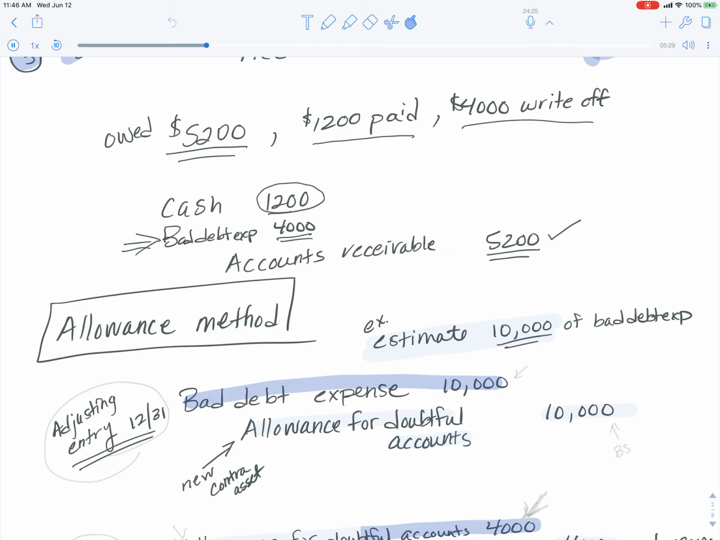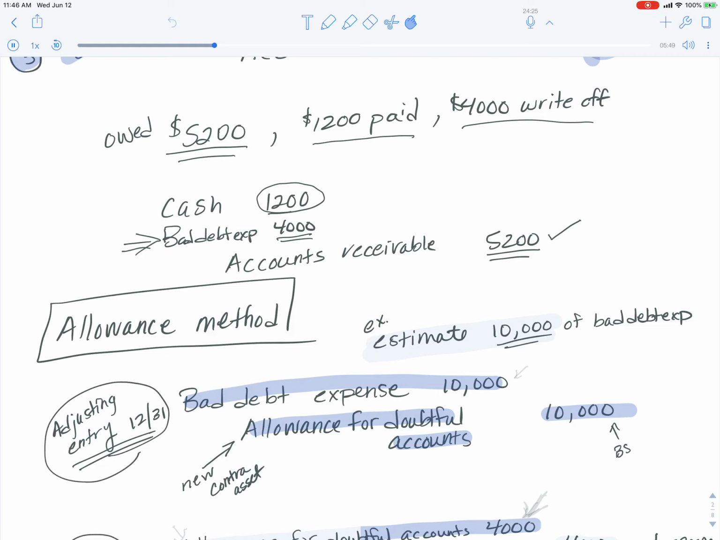We go ahead and debit the expense. And then we credit this new account, allowance for doubtful accounts, which is our bucket. It's going to be on the balance sheet, hanging out with our accounts receivable as a credit balance. Okay? And then the following year, so that's at the very end of the year, we create our bucket.